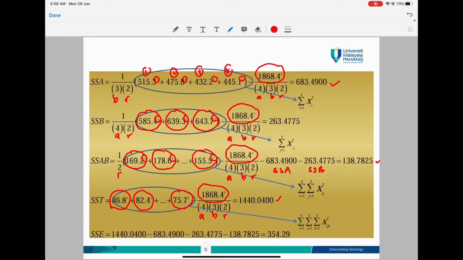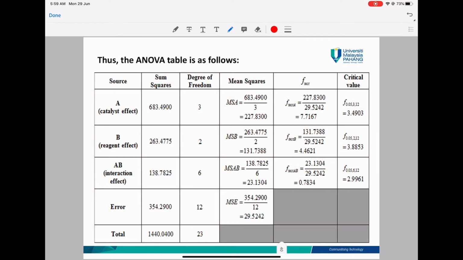The last one will be the SSE. SSE equals SST minus the SSA minus the SSB minus the SSAB, and then you will have your answer 354.29. After we finish finding all the sum of squares values, we fill the values into the first column.